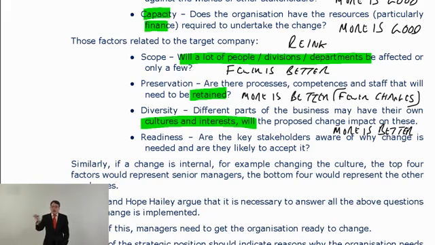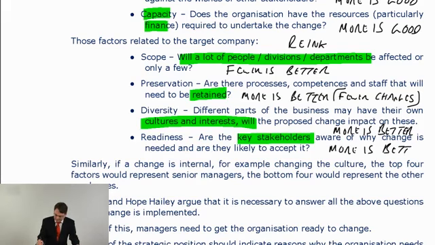Right? Readiness. Are the workers, the key stakeholders, but particularly the workers, do they know, do they appreciate, do they understand that changes are necessary? Because if they don't understand, if they ask, why are you changing this? What's wrong with what we're doing? If they don't understand this, then they won't accept it. So more awareness is better. And we will see that again in a short while.